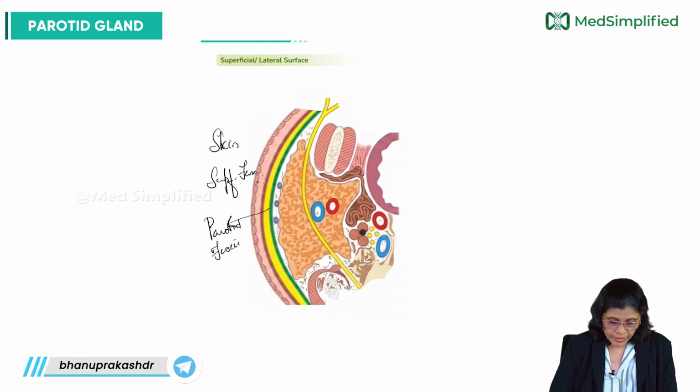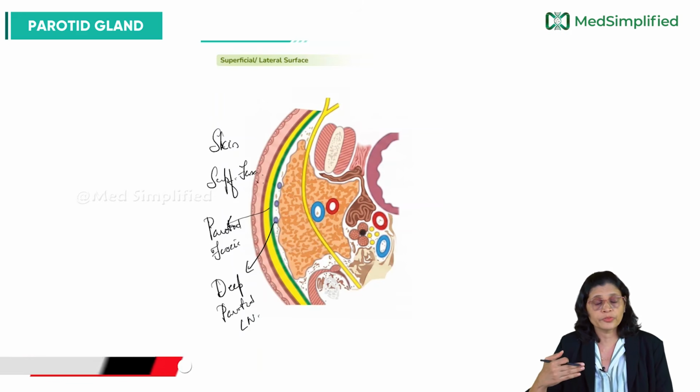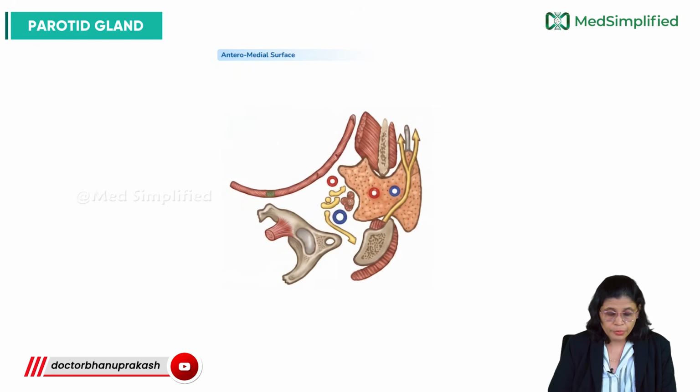And deeper to that, there will be the lymph nodes. Okay, so these are the deep parotid lymph nodes. So these structures form the superficial relations of the lateral or superficial surface of the parotid gland. Next, the anteromedial surface.